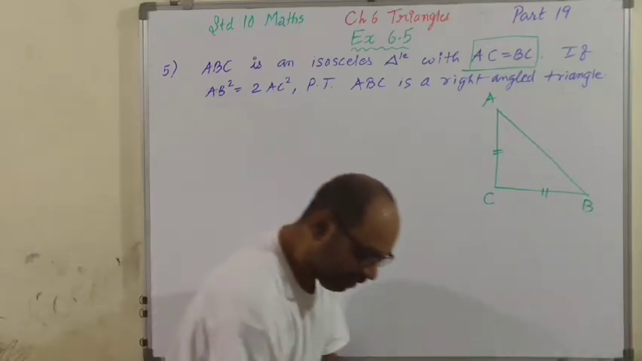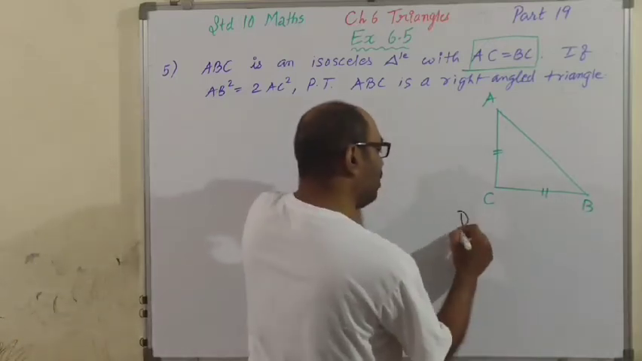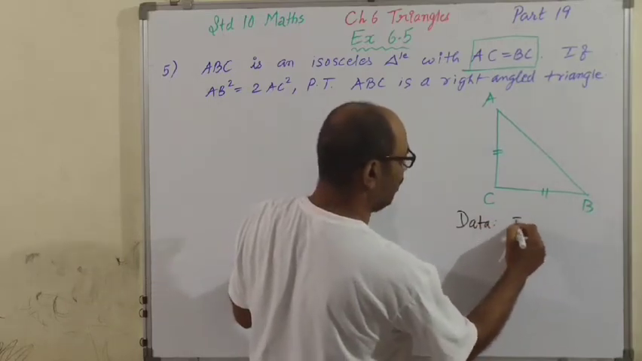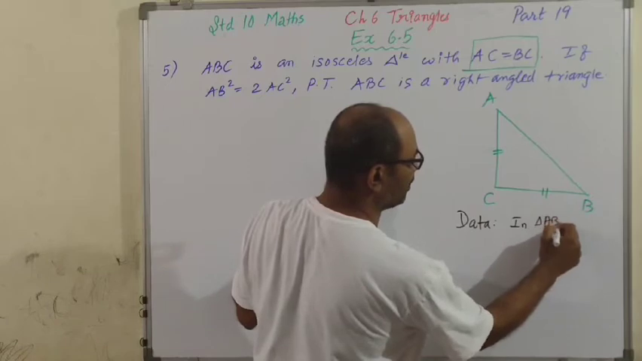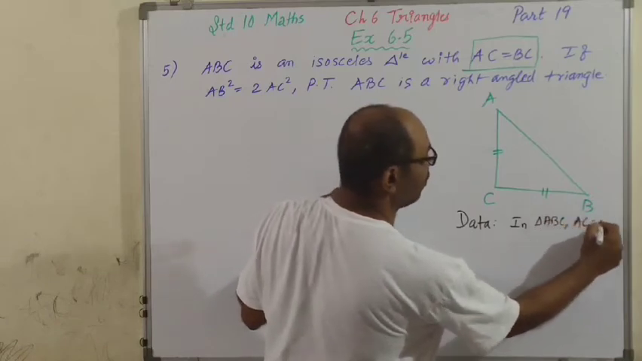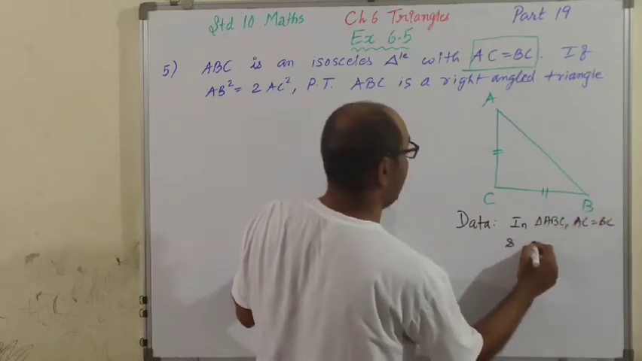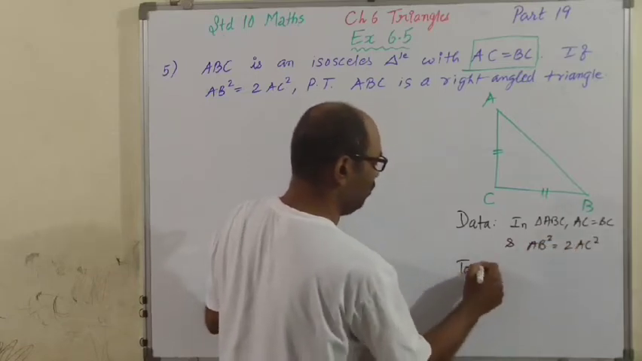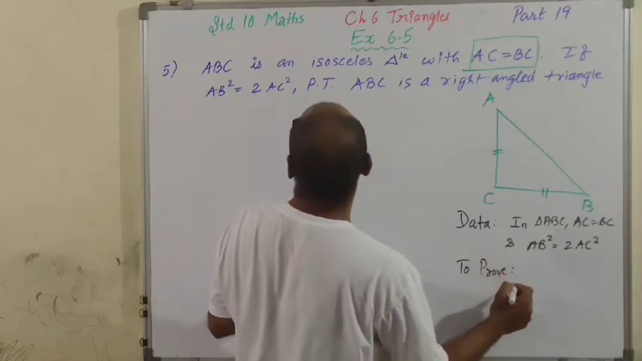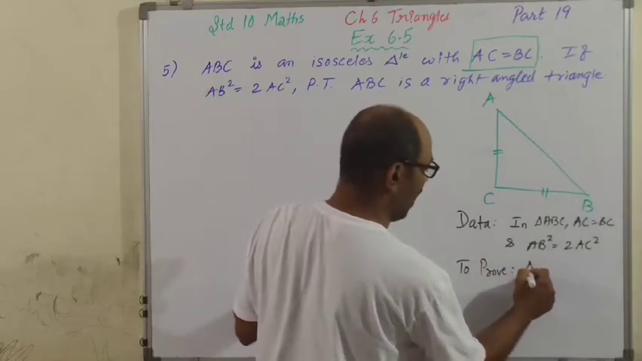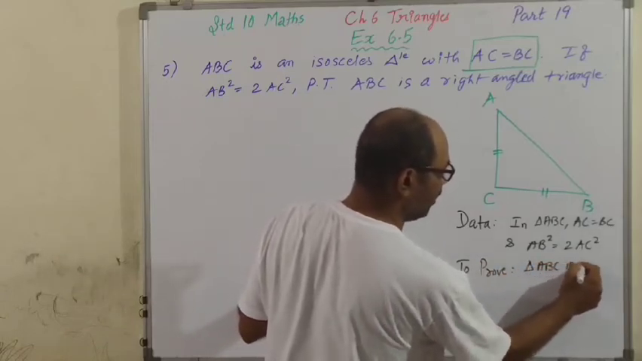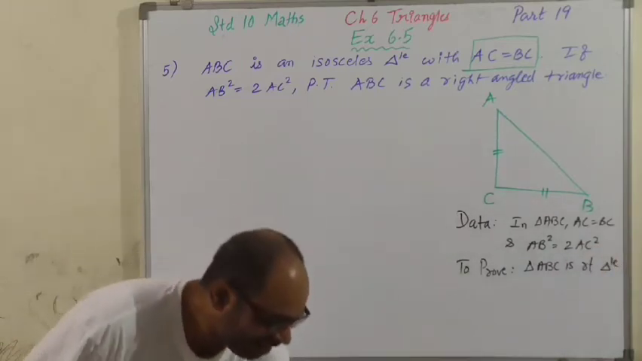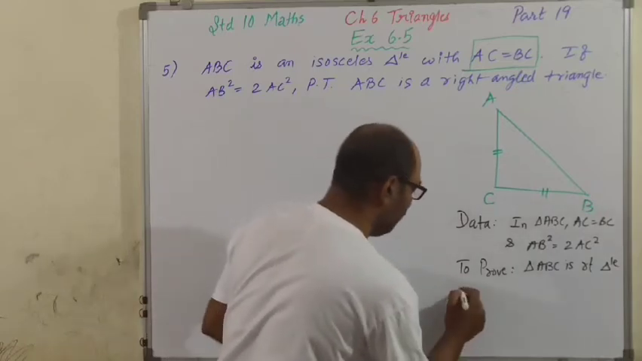I'll write the data. Let us start from the side only, below the figure. Data: In triangle ABC, AC equal to BC and AB square is equal to 2 times AC square. To prove: what do you have to prove? Triangle ABC is a right triangle. Proof.